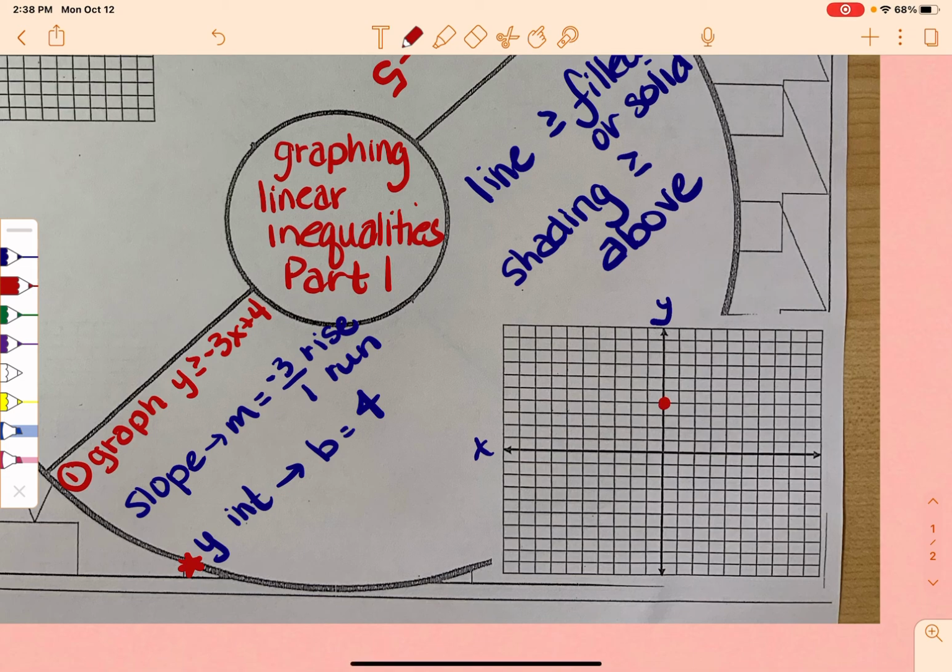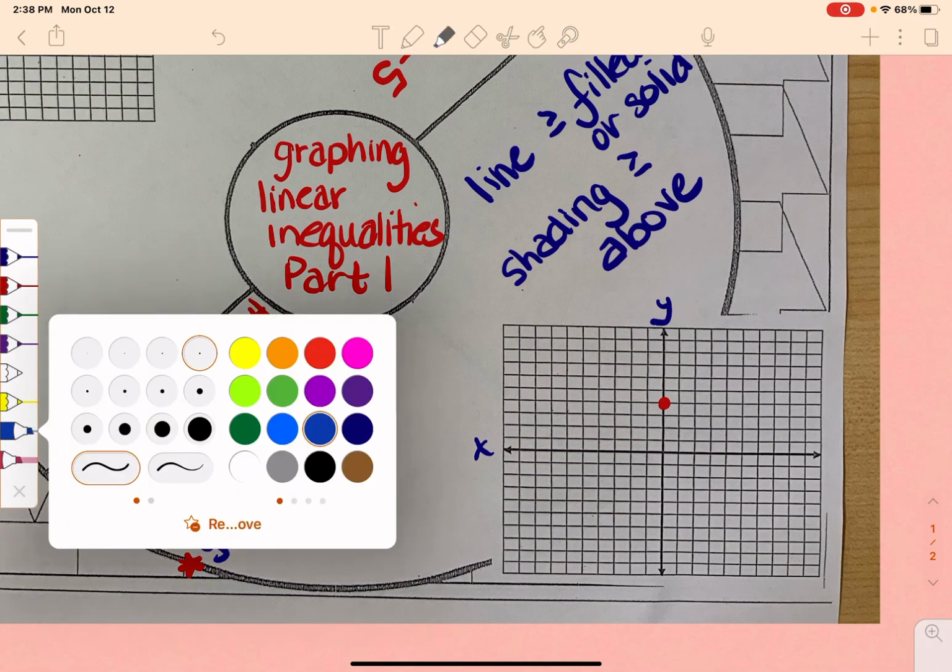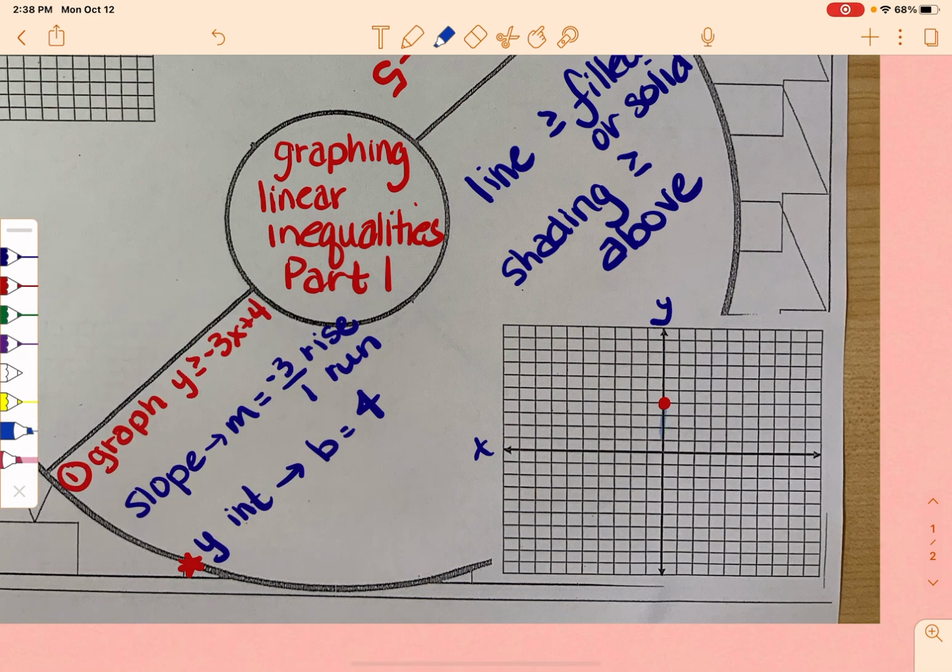So my y-intercept is at positive 4. My slope is negative 3 over 1. So that means, hang on, I'm just going to make this smaller so I can write. It means I go down 3 and over 1 to make my next point. So down 3 over 1, and I'm going to keep going. And then I'm going to work backwards. I'm going to go up 3 and back 1. Now, I know this is going to be a filled in line, so I'm going to draw a line now through my points.